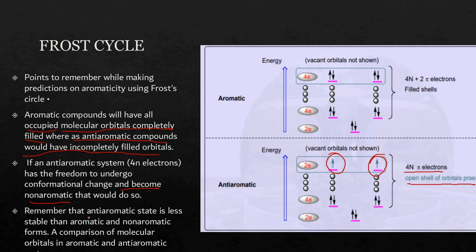So always remember that the anti-aromatic state is less stable than the aromatic and non-aromatic. In other words, anti-aromatic is more reactive than non-aromatic and aromatic. Okay, so this is a comparison of molecular orbitals in aromatic and non-aromatic systems. Okay, thank you.